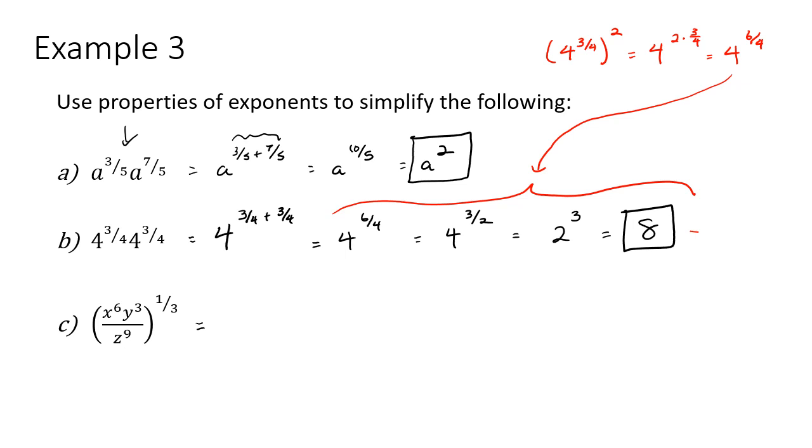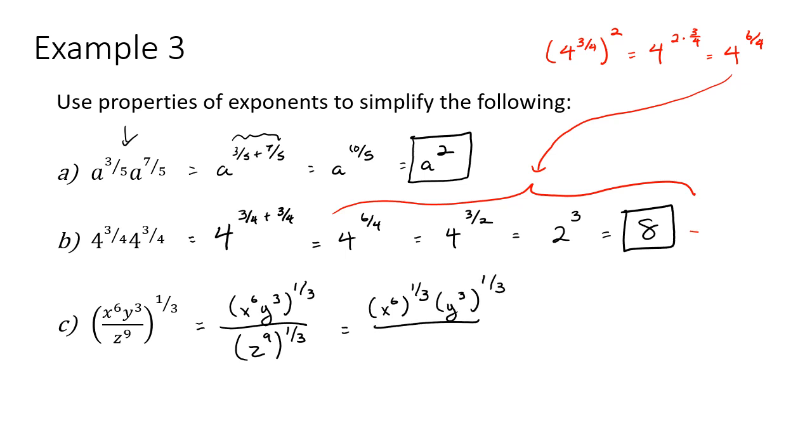If you want to raise a fraction to a specific exponent, you're going to raise the numerator to that exponent and the denominator to that same exponent. Exponents distribute across division. And then in the numerator, because this is still multiplication, that exponent of 1/3 will distribute to each of those terms as well. So this is x to the 6th to the 1/3 times y cubed to the 1/3, still divided by z to the 9th to the 1/3.